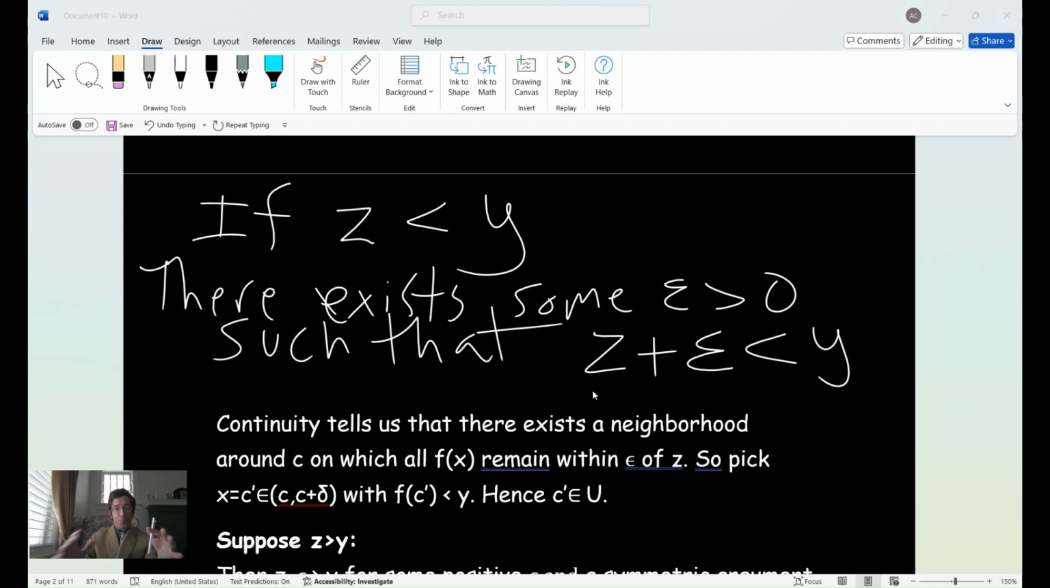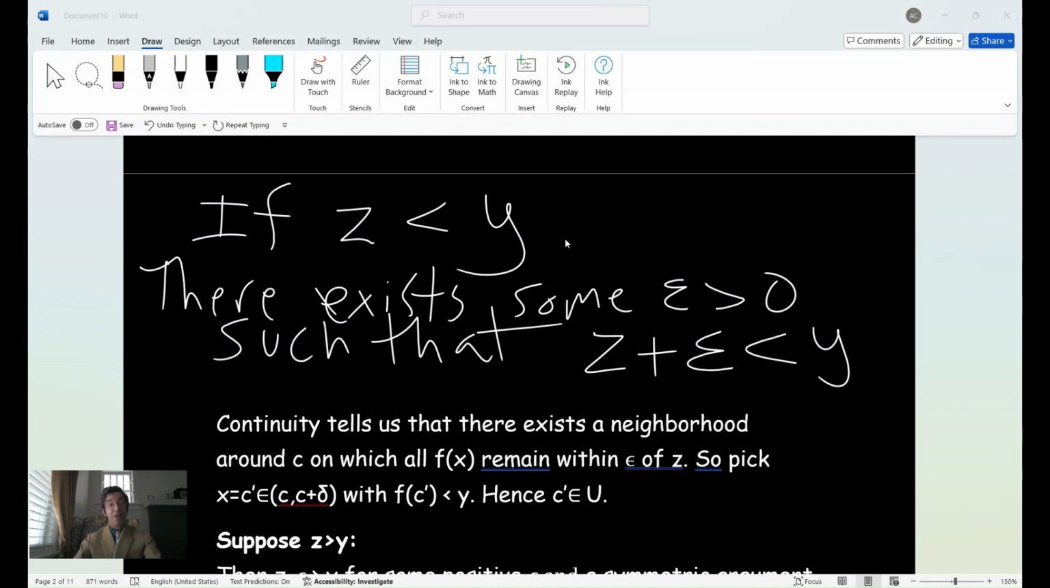So we assume here there exists a neighborhood. So we pick x equals c prime. I was able to type it out now, thankfully, so that we don't take up too much time. And now it's an element of c plus delta, and f of c prime is less than y. So c prime would be, by that argument, an element of u. It's a tragic contradiction because c was the least upper bound, and you cannot be both leader and follower.